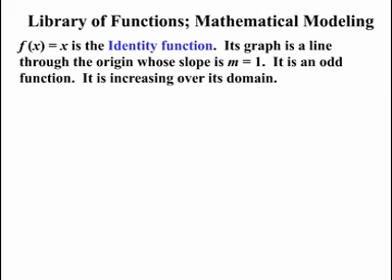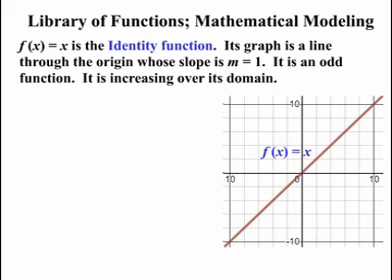f(x) = x is the identity function. Its graph is a line through the origin whose slope is m = 1. It is an odd function. It is increasing over its domain. And there you see the identity function.